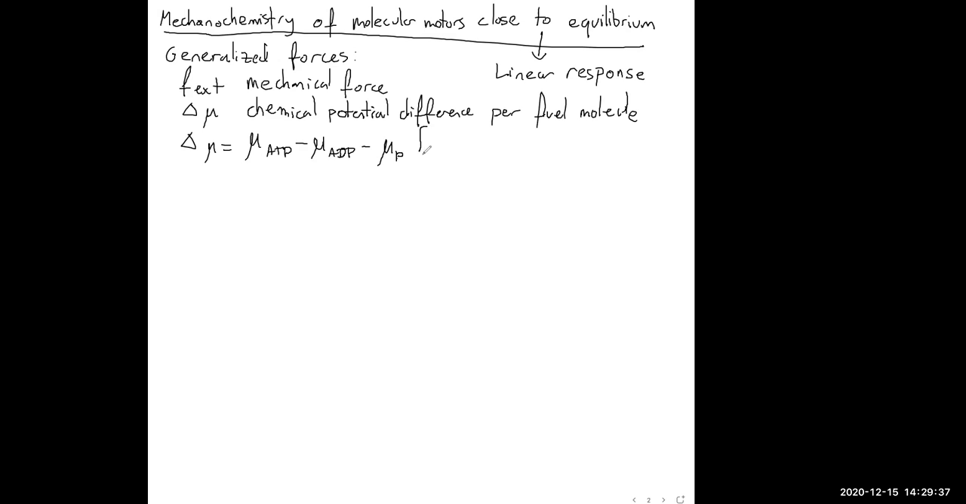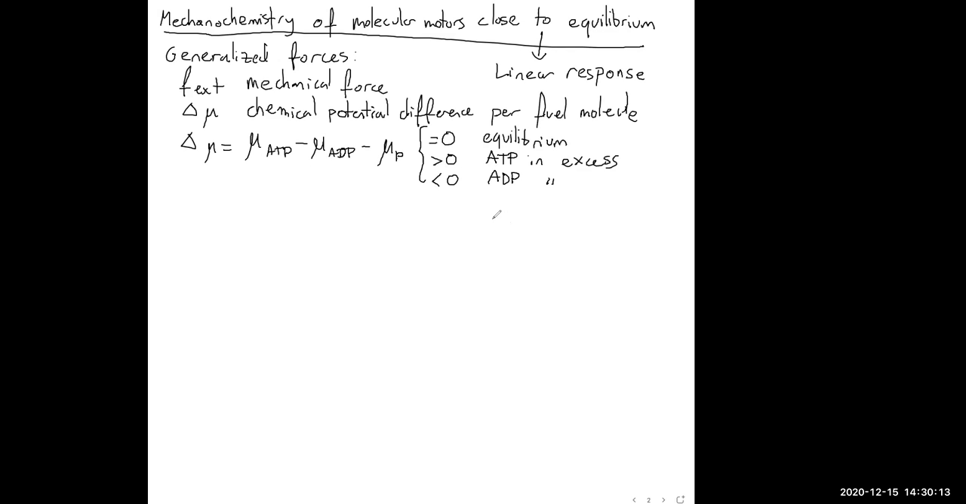So this means that delta mu is equal to 0 and you are in equilibrium when ATP is in equilibrium with ADP and P. It means they are in the same concentration. It is positive when there is ATP in excess. There's more ATP than ADP and P, so you are burning it. And it's negative when there is ADP in excess. Okay, this is very basic.